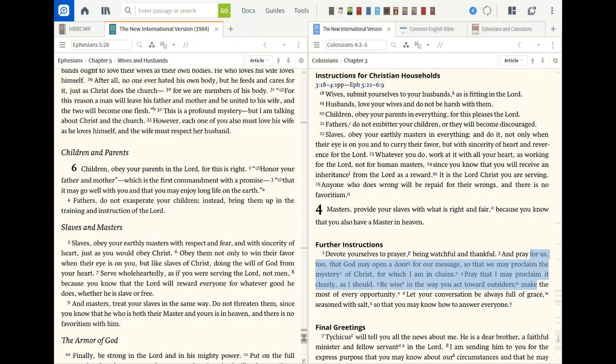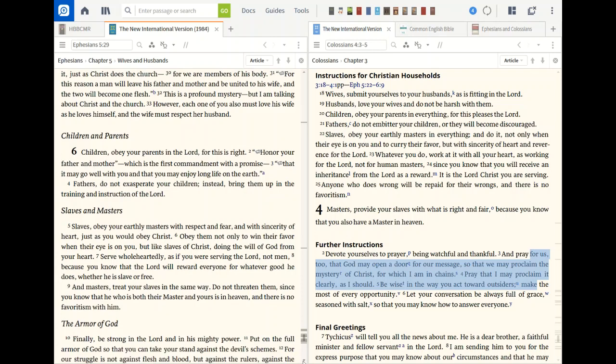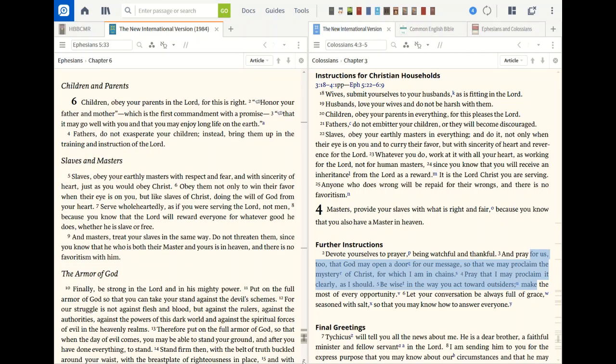Now, the next pairing is slaves and masters. Again, Colossians is rather Spartan, but it gives more on slaves than on the other ones. Colossians 3:22 says, slaves, obey your earthly masters in everything, and do it not only when their eye is on you and to curry their favor, but with sincerity of heart and reverence for the Lord. Whatever you do, work at it with all your heart as working for the Lord, not for human masters, since you know that you will receive an inheritance from the Lord as a reward. It is the Lord Christ you are serving. Anyone who does wrong will be repaid for the wrongs, and there is no favoritism.